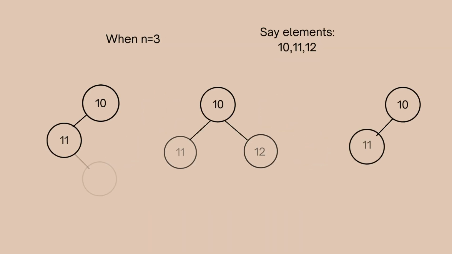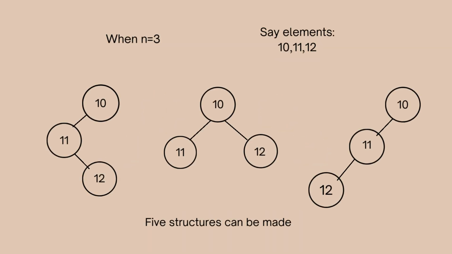And we have two kinds of binary trees when we have two nodes. When we have three nodes, the number of possible binary trees grows even more. There are 5 distinct arrangements with the elements 10, 11, 12.